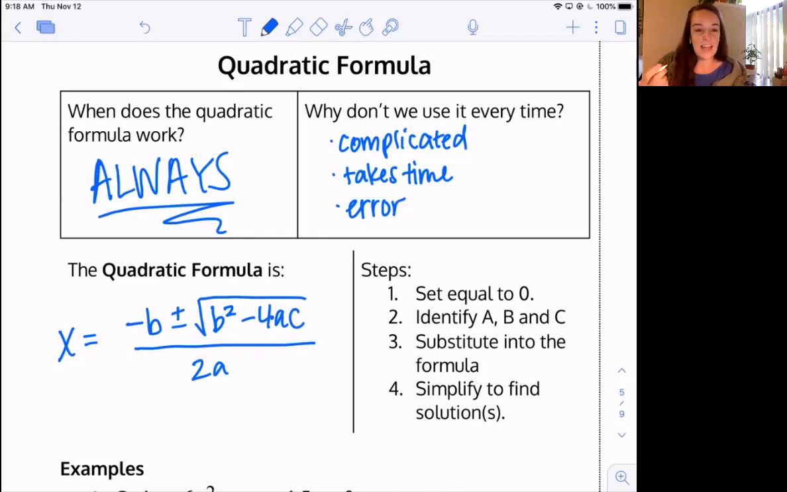But anyways, the idea is that from your equation, you'll get a, you'll get b, and you'll get c, and you'll move those things to substitute them into the formula to solve, right?